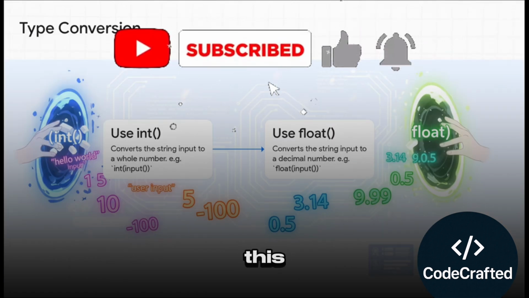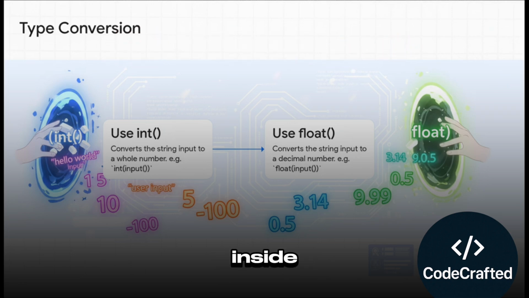So how do we fix this? It's easy. We use something called type conversion. You just wrap your input function inside another function. If you're expecting a whole number, you wrap it in int. If you're expecting a decimal, you wrap it in float. This little step converts that string of text into a real number that you can finally do calculations with.